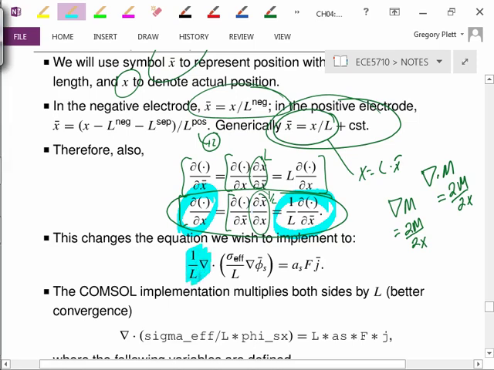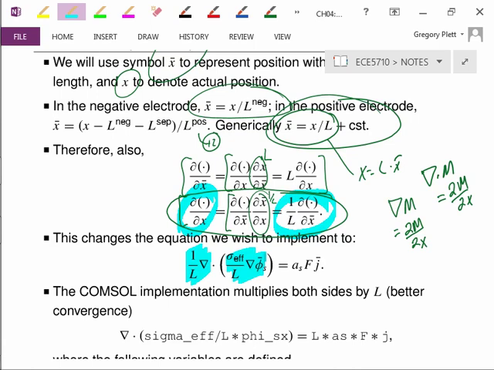I had a divergence operator there operating with x. Now I've got a divergence with respect to x bar with a 1 over L. Here I had a gradient with respect to x. Now I've got a gradient divided by L with respect to x bar. Those are how we change the model equations, and we're going to see this idea in all of the PDEs of the model.